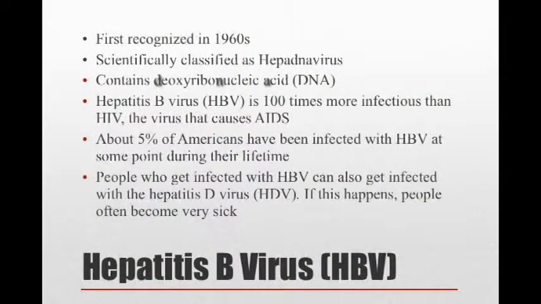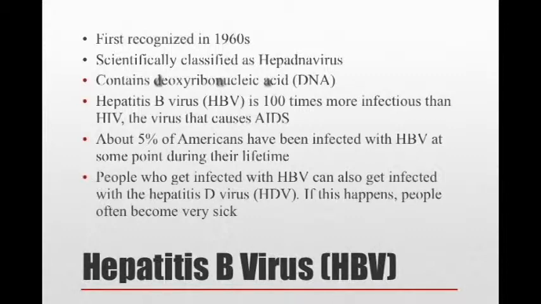Moving on to hepatitis B. It was first recognized in the 1960s. It is different from hepatitis A in that it is a DNA, not an RNA virus. Hepatitis B is 100 times more infectious than HIV. This is bad news. About 5% of Americans have been infected with HBV at some point during their lifetime.